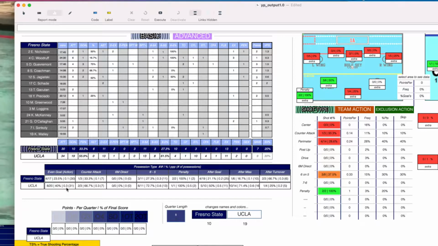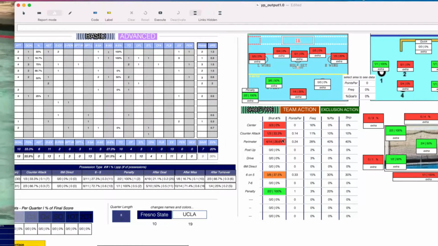So as you can see, UCLA shot the ball really well from the perimeter in an even action. Their counterattack was dominant. Their 6-on-5 was dominant. And then these turnover margins are after the other team's goal, after the other team's miss, after the other team's turnover. Okay, so those are the details.